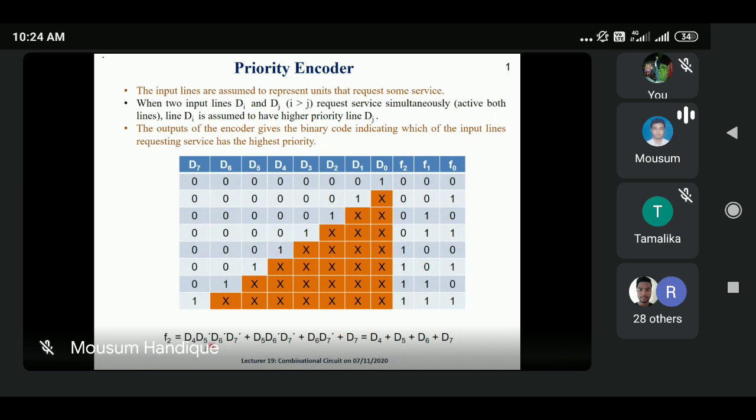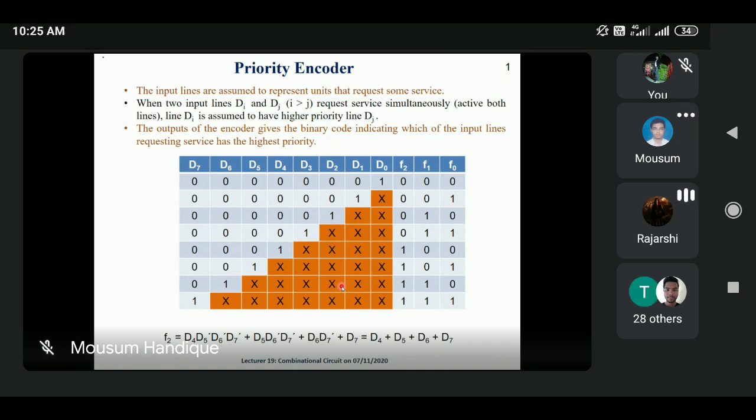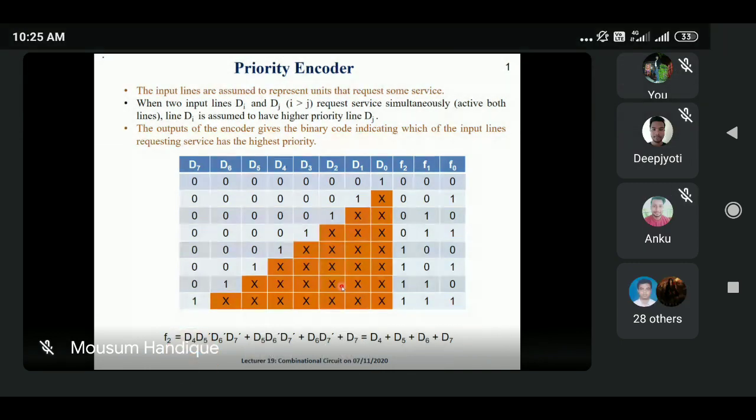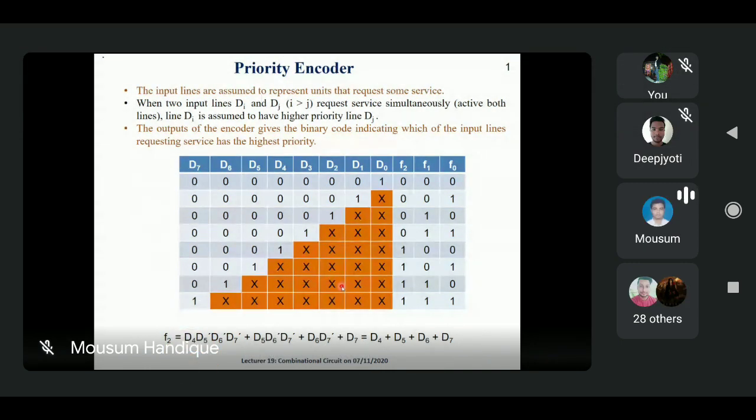So ultimately, when we implement this, only these particular parts remain: F2 equals D4 plus D5 plus D6 plus D7. You can write F1 also here, and F0 also, in a similar manner. Any doubt in this one? No, sir. Okay, all of you getting it? Yes, sir. Okay. So this is called a priority encoder.